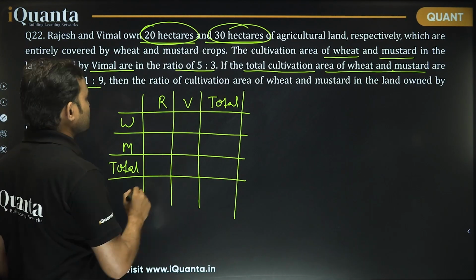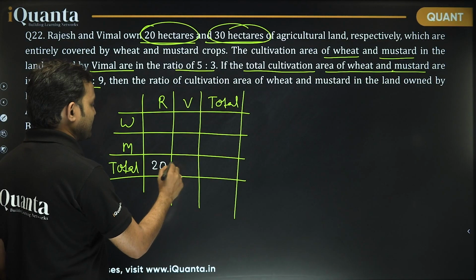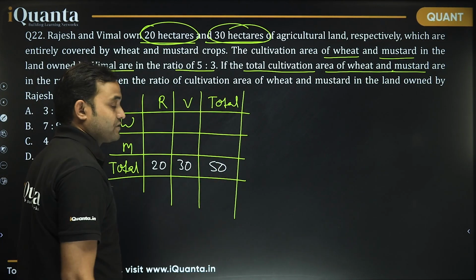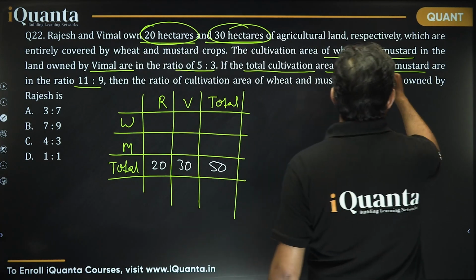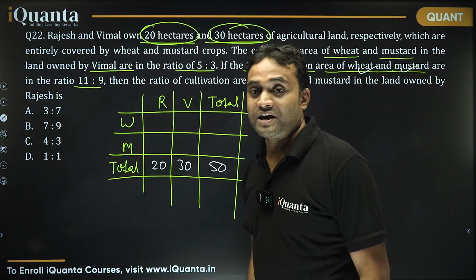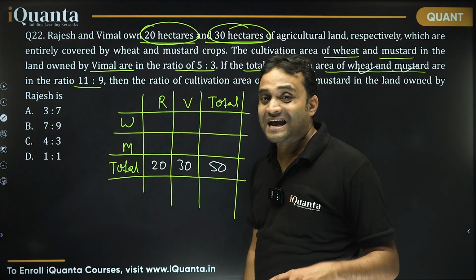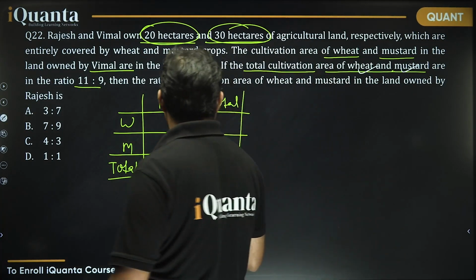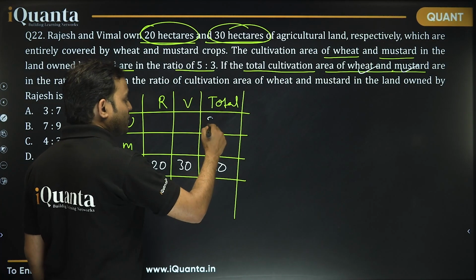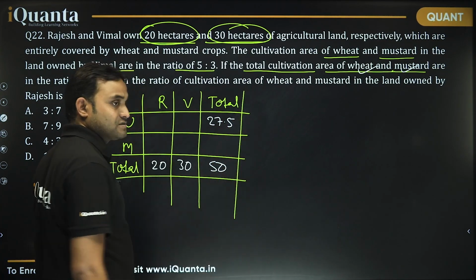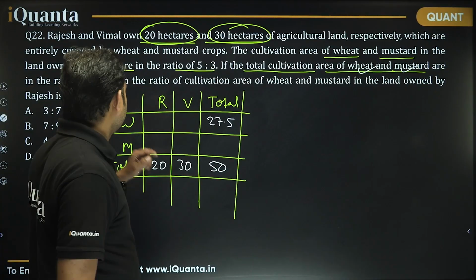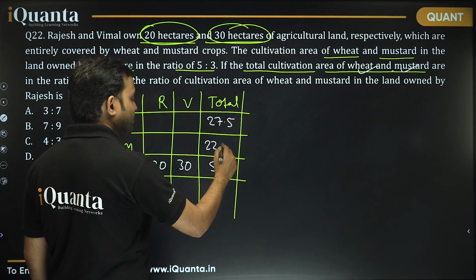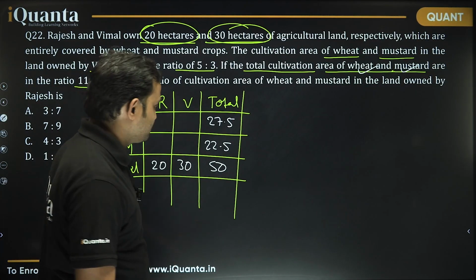So the total land owned by Rajesh is 20 hectares. The total land owned by Vimal is 30. The total will be 50. And wheat and mustard are in the 11:9 ratio. So 11 plus 9 is 20 units. 50 by 20 is 2.5. So 11 into 2.5 is 27.5 hectares. In this land, only wheat crops are there. Then the remaining, which is 22.5 hectares, we have mustard crops.